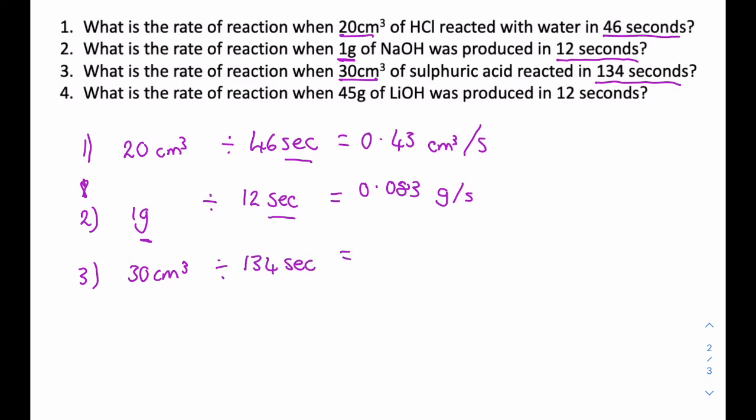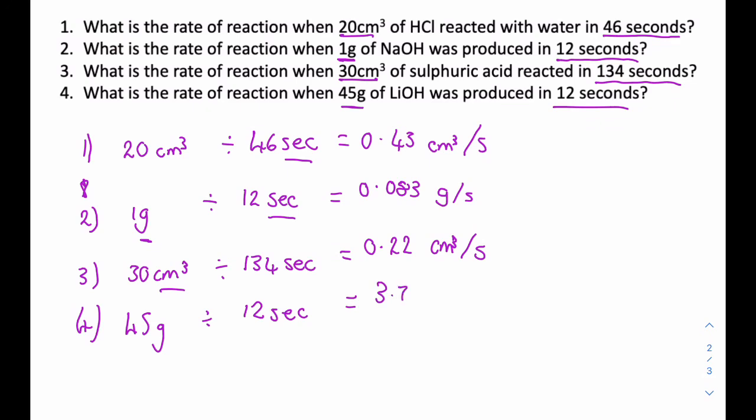and that would give me an answer of 0.22. And then centimetres cubed is your amount, so you do centimetres cubed per second, because the time's still in seconds. Final one here would be exactly the same. The amount's 45, the time taken is 12, so I would do my amount, 45 grams, divided by my time taken, which was 12 seconds, and I would get 3.75. The amount's in grams, so it'd be grams per second. And that's how you do rate of reaction calculations.